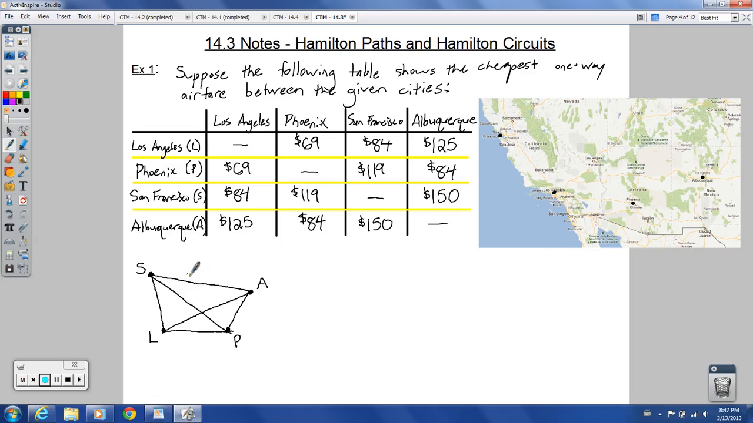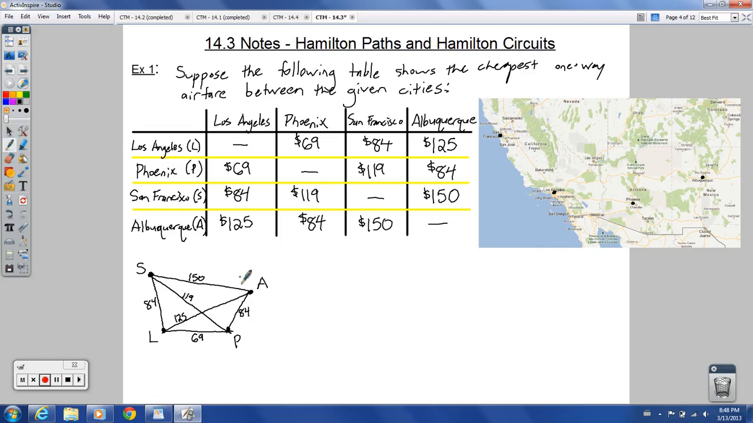So S to A, San Francisco, Albuquerque, that's 150. So let's label that with 150. S to L, San Francisco, Los Angeles, 84. L to A, Los Angeles to Albuquerque, 125. So I could put it right here, I could put it right here, but it's the same edge, so it's going to be that value either way. San Francisco to Phoenix, that's 119. Los Angeles to Phoenix, 69. And Albuquerque to Phoenix is 84 again there.